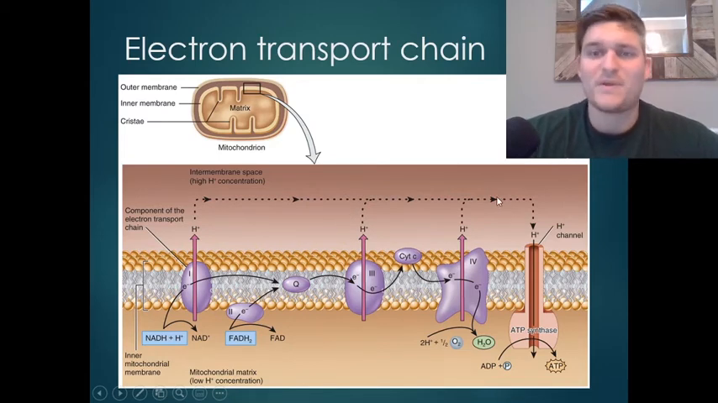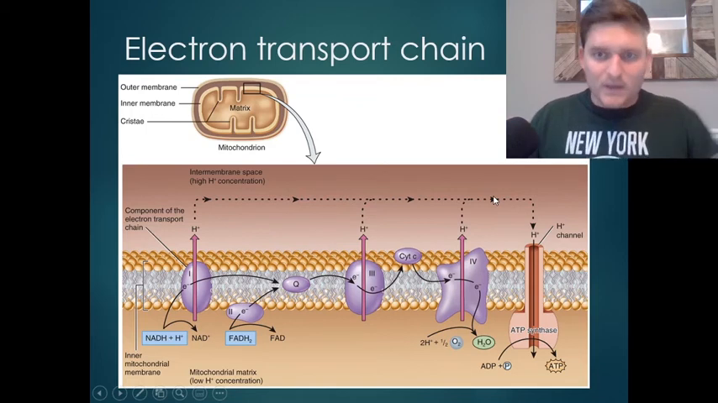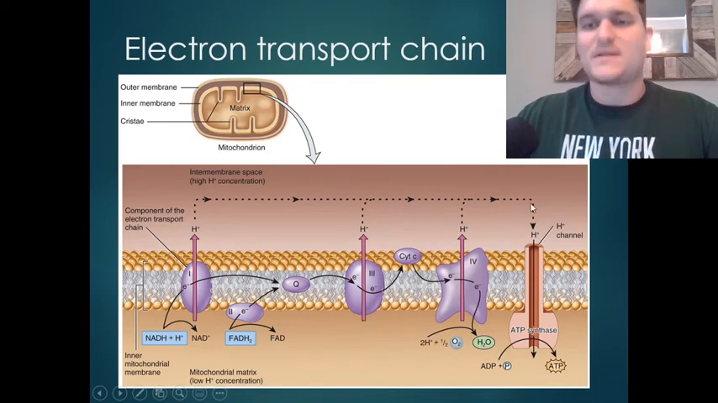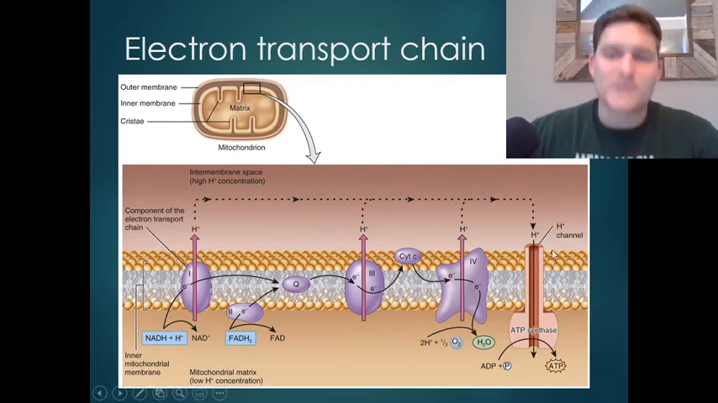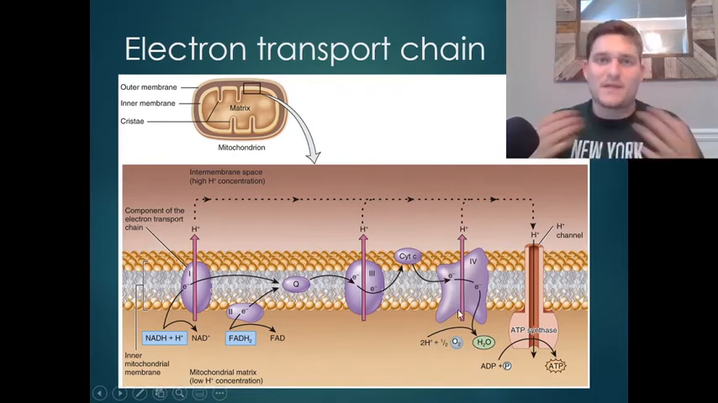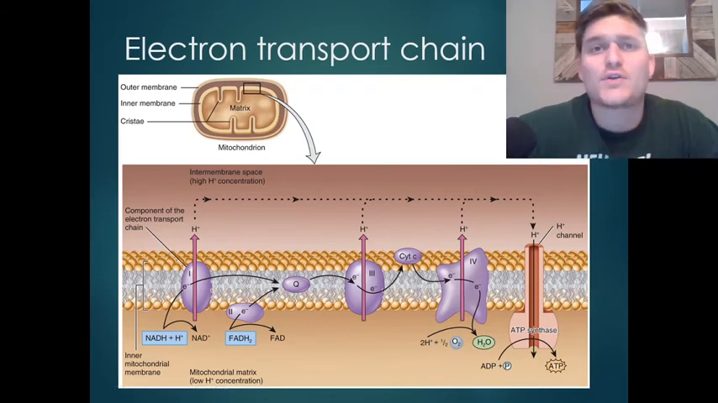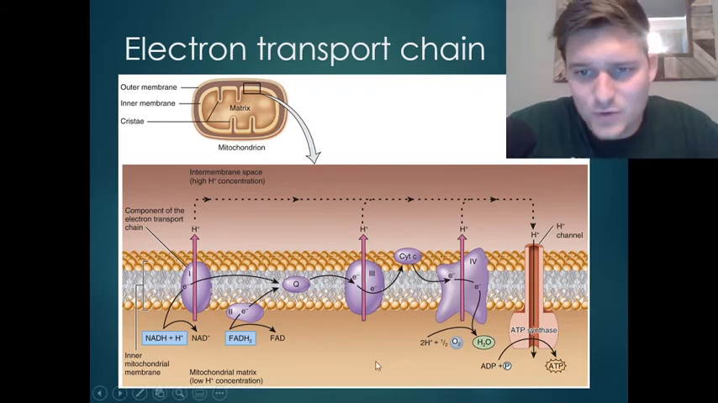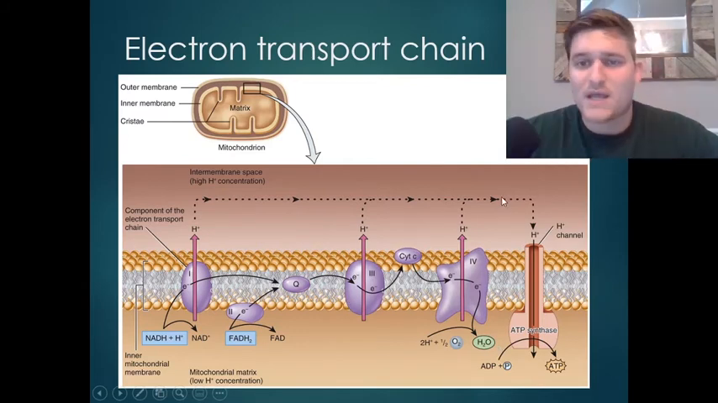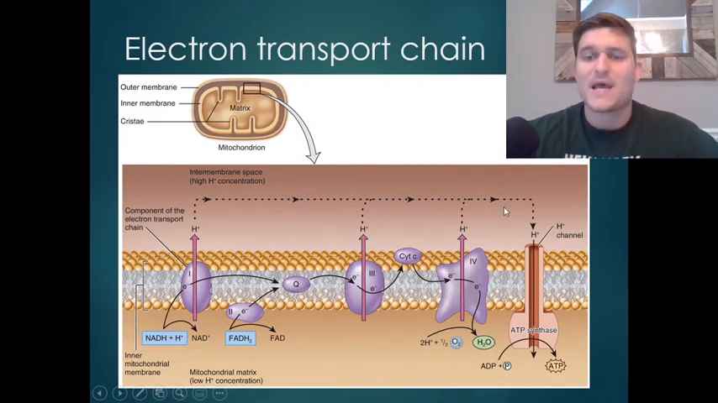But now, since we made that gradient a little bit bigger, we have the ability to pump these hydrogens back into the matrix and use that energy to synthesize ATP. And so these hydrogen protons are going to be attracted to that oxygen, and that's why we needed oxygen for all of this to occur. Oxygen is going to be used to accept electrons from this electron transport chain and hydrogen protons in order to form water.